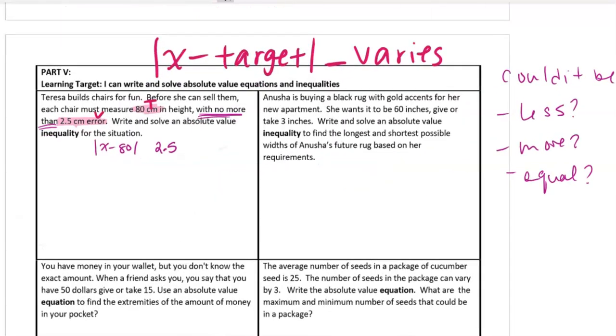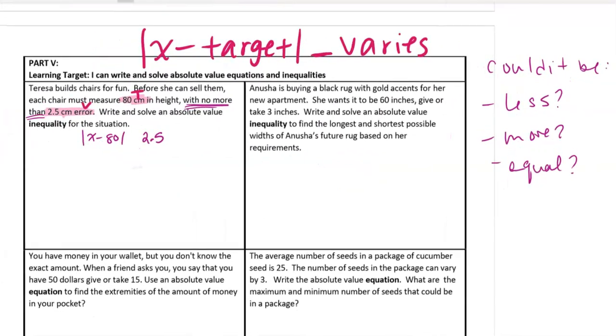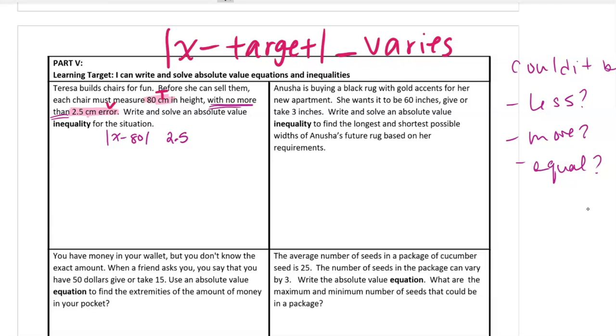So in this case, our first question is, okay, could we have an error of less than 2.5? Well, it says it's no more than 2.5. So yeah, we could have an error less than 2.5. Could we have an error more than 2.5? No. Could it be equal to 2.5? Yeah, it didn't say that it could or could not equal 2.5, so it does. So we're going to say it says less and equal. Less than or equal to. Then we solve.